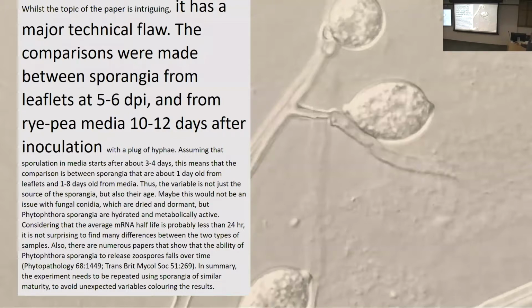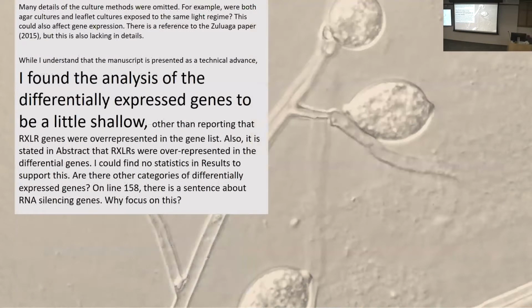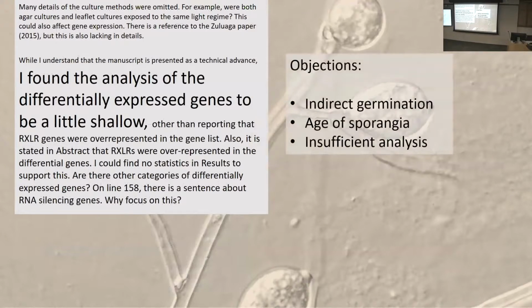Then there was another: the paper has a major technical flaw. The comparisons were made between sporangia from leaflets at 5 to 6 days post inoculation and from live P media at 10 to 12 days after inoculation. And so they had different ages of the sporangia. Actually, that's not a valid comment, but I had to address it. And then, I found the analysis of differentially expressed genes to be a little shallow. Had to agree with that one too. So these are the objections. Not enough on indirect germination. The age of sporangia. Insufficient analysis.